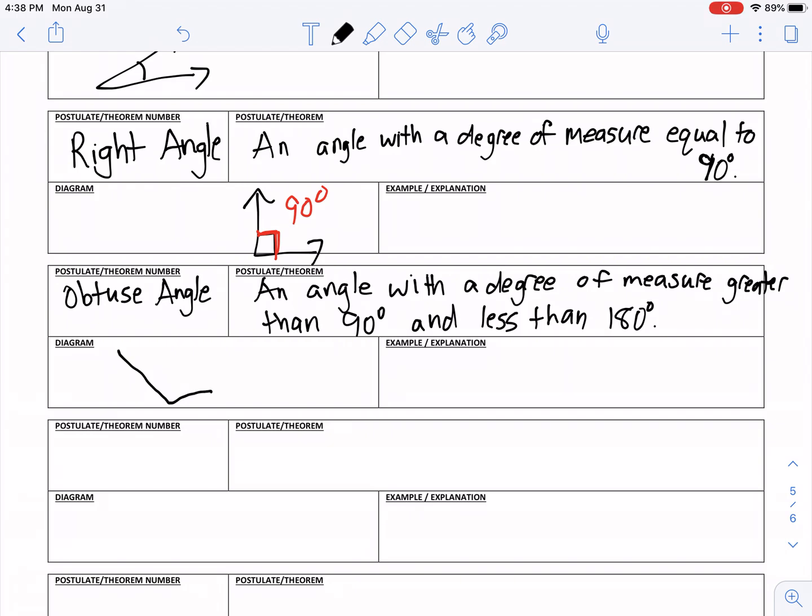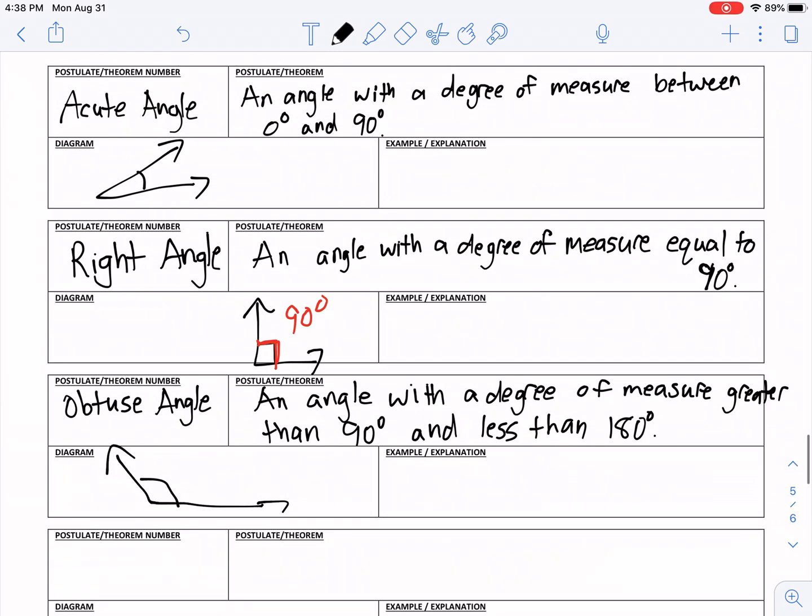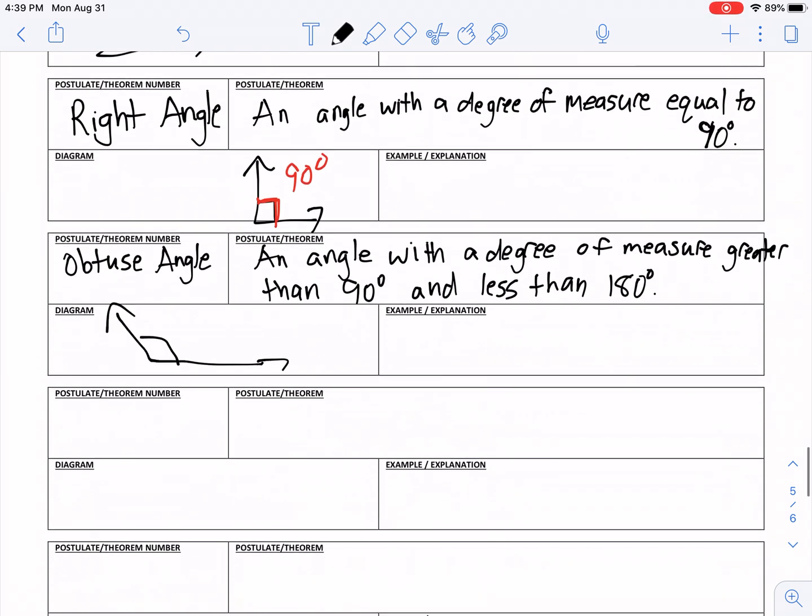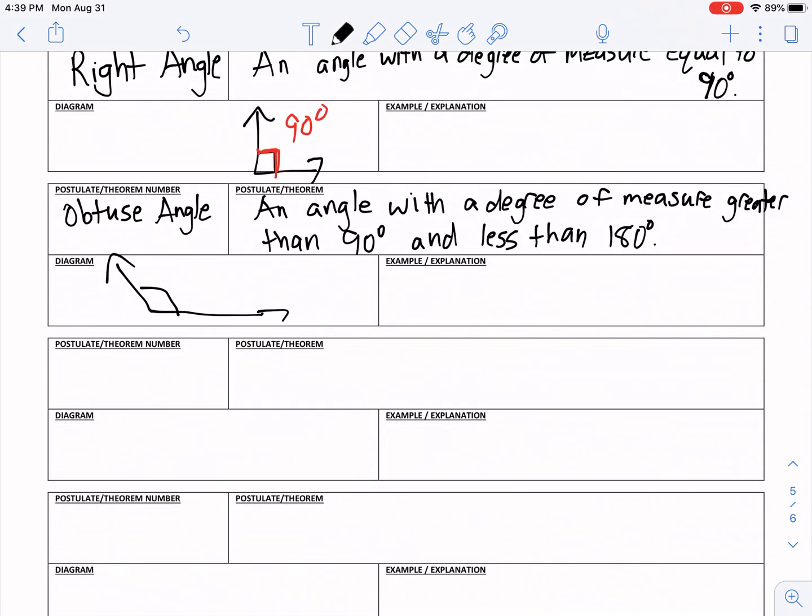So it looks a little bit like it's open wider. Let's try that again. There we go. Okay, so this angle looks like it's open wider. So the acute angle looks kind of thinner. A right angle is straight, almost like when we're talking about the perpendicular lines, they meet at a 90-degree angle. And then obtuse looks like it's kind of wider.